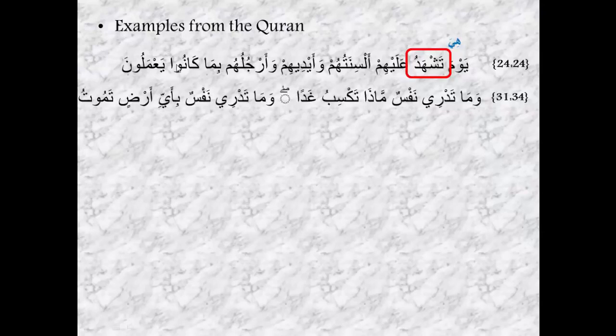And then, of course, I forgot to circle over here, but we have يعملون conjugated for whom, يفعلون, what they used to do.